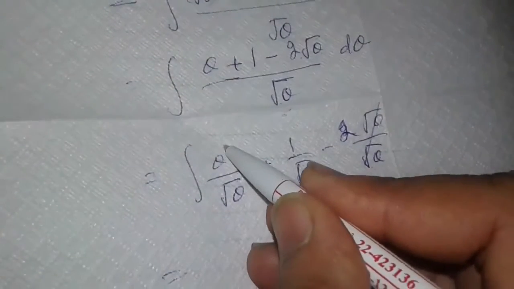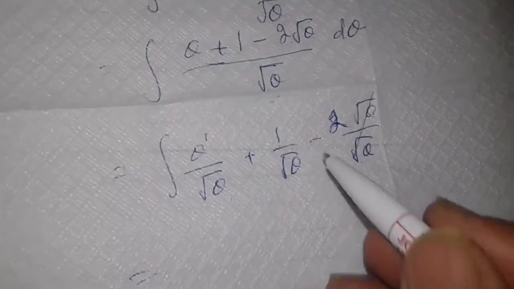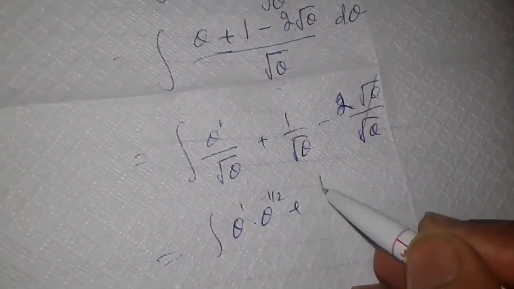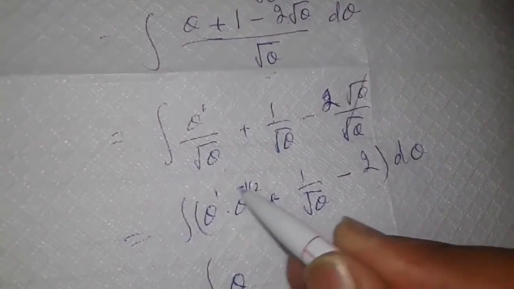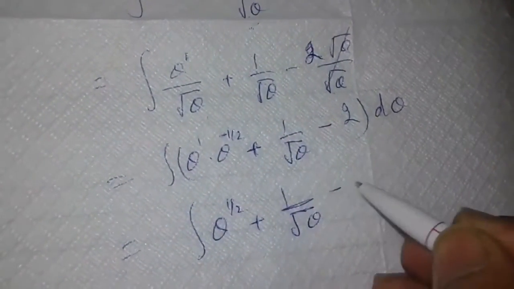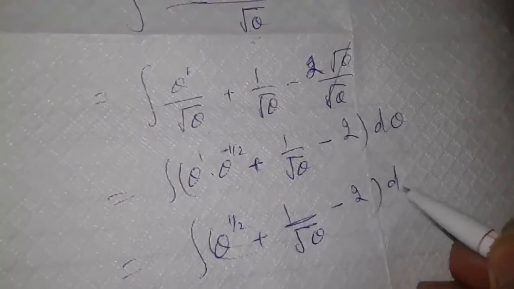Here theta is power 1 and here theta has power minus 1 by 2. Again here theta has power 1 by 2, and when we take it up it will become theta power 1, and this one theta power minus 1 by 2, plus 1 leave it as it is, minus 2, d theta. The function will become, after solving these exponents, theta power 1 by 2 plus 1 over under root theta minus 2, d theta.